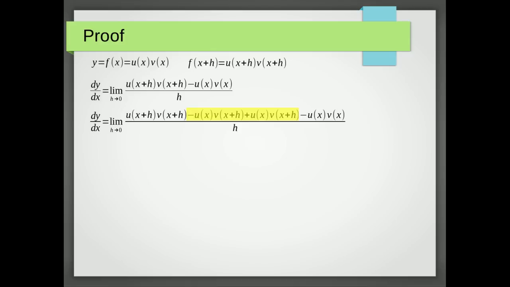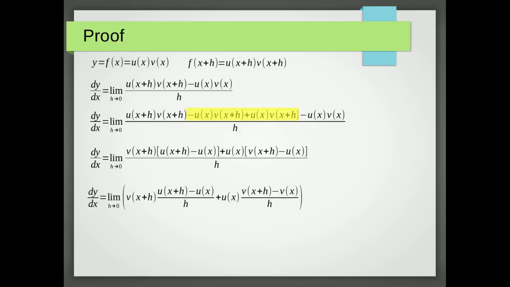So I'm now going to factorise the first two terms and factorise the second two terms. From the first two terms I'm going to take out v of x plus h. From the second two terms I'm going to take out u of x. So I get this. Now they're both being divided by h, so I'm just going to rewrite this again. And I get this. Now you can see that I've taken the first factorised expression and the second factorised expression, and I've put each of those over h.